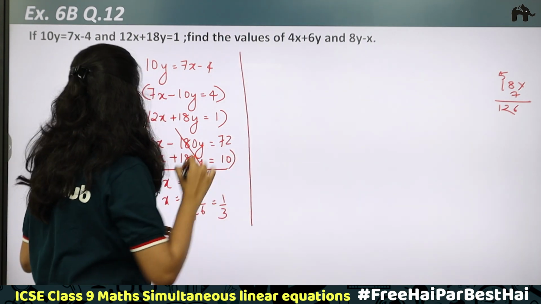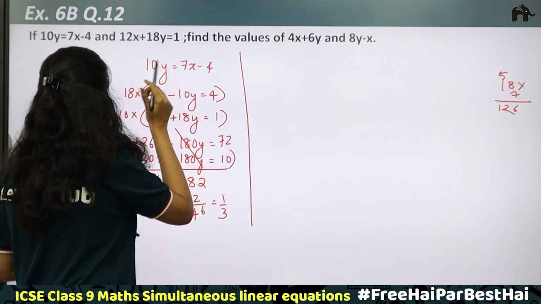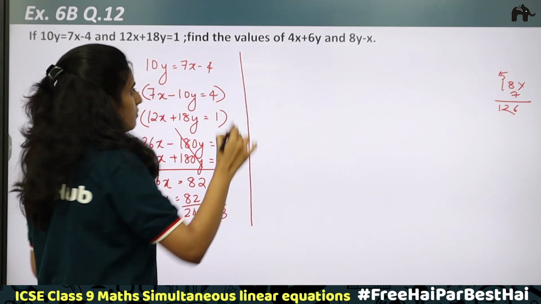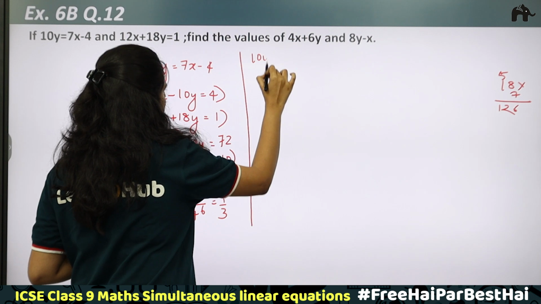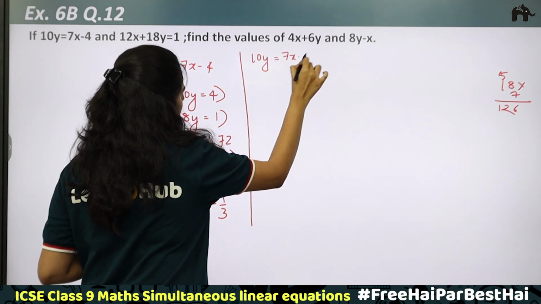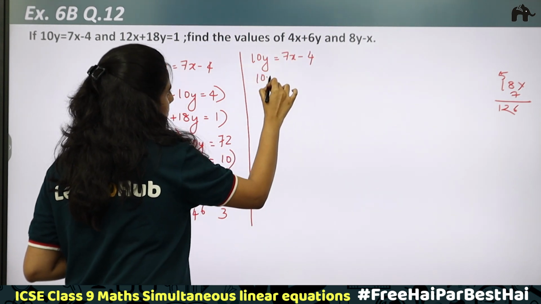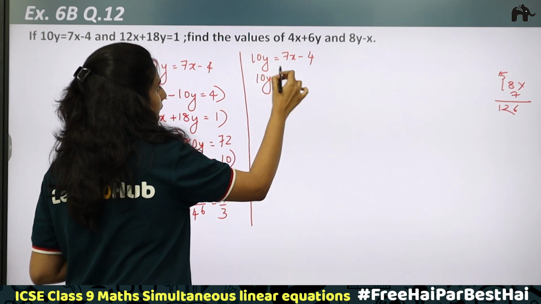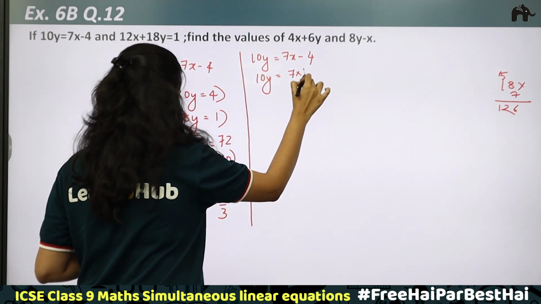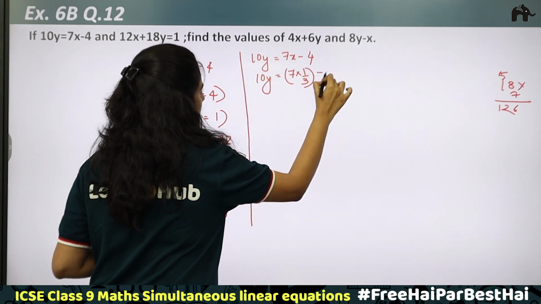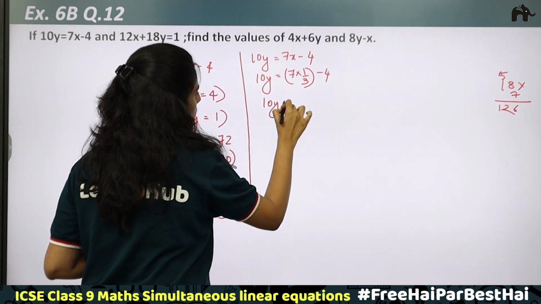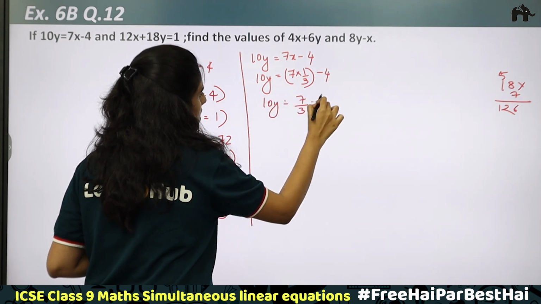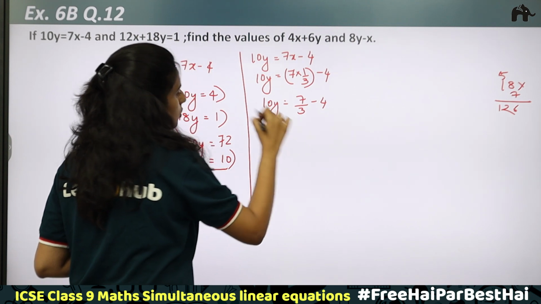Now we have to find the y value. So here, substitute either in the first equation or second equation. First equation, 10y is equal to 7x minus 4. Substituting the value of x, 7 into 1 by 3 minus 4. 10y is equal to 7 by 3 minus 4. Y you have to find.